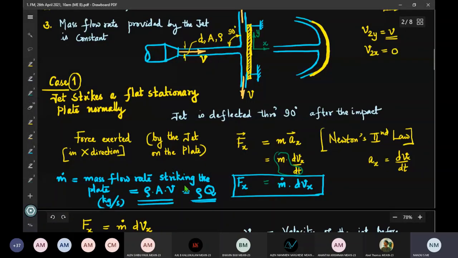And the mass flow rate striking will also be the same if the plate is stationary. If the plate is moving, we have a different situation. I will tell you that later. But for the time being, the mass flow rate supplied or issued by the jet, the cylindrical jet, is completely utilized here. It is striking the plate.